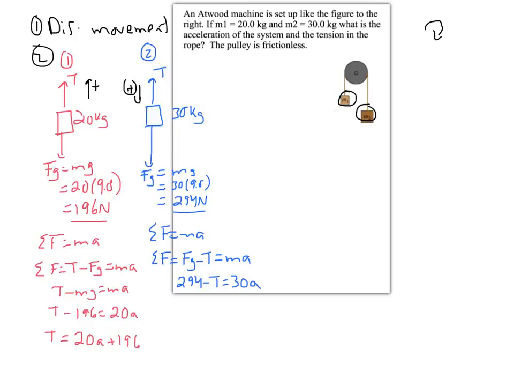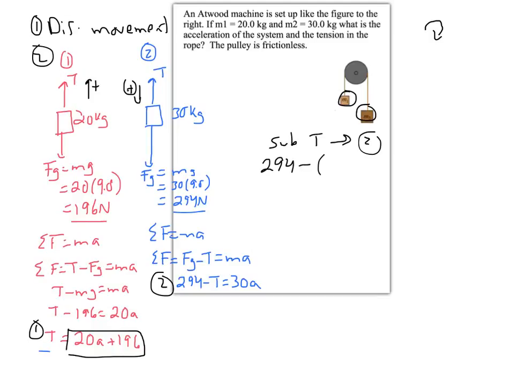Now the next thing we need to do is isolate T, which we did. That's right there. And we're going to sub T into equation 2. So let's do that over here. We know T equals that, so sub T into equation 2. That's equation 2, and that's equation 1. When we do that, we get 294 minus, now T is 20A plus 196, equals 30A.